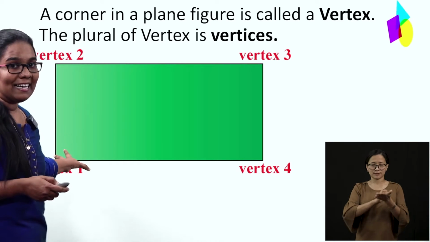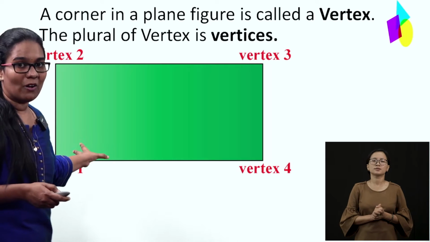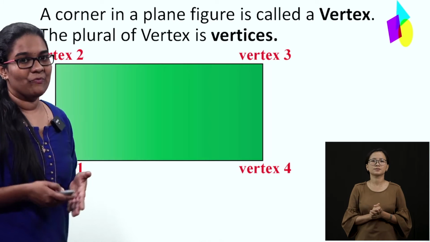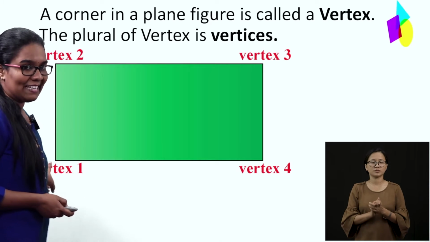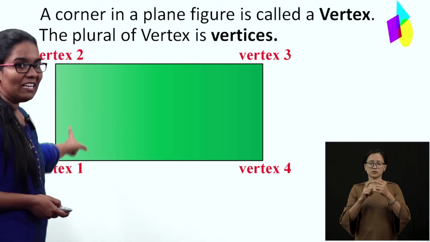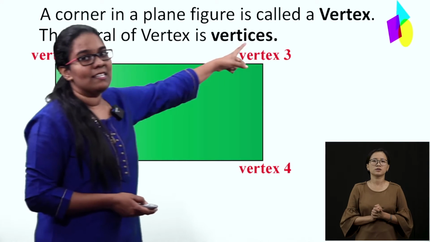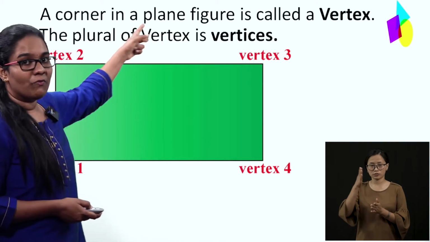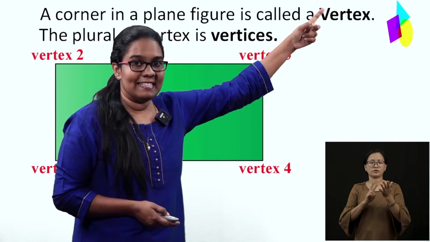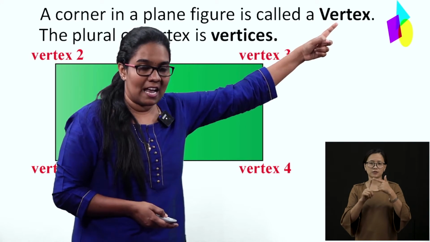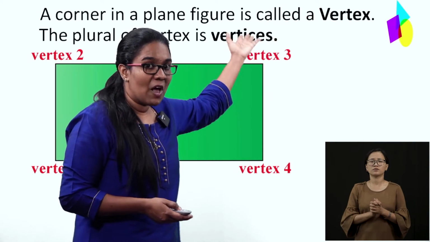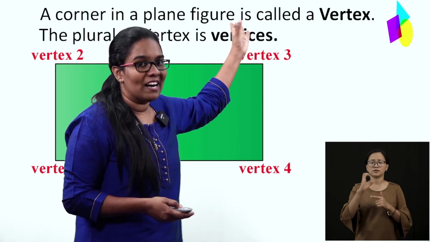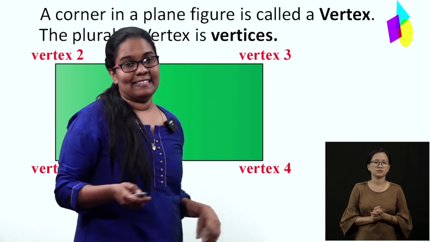A corner in a plane figure is called a vertex. The plural of vertex is vertices. This is vertex number 1, vertex number 2, vertex number 3, and this is vertex number 4. What is the spelling of vertex? V-E-R-T-E-X. Vertex. The plural is vertices, V-E-R-T-I-C-E-S.